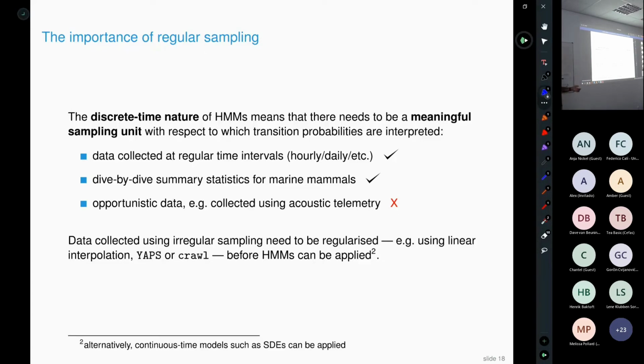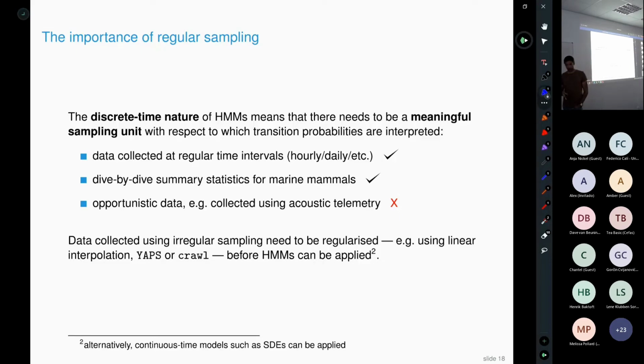You have your acoustic telemetry, the fish swim around, and then we have an observation after 3 minutes, and then maybe after 7 minutes, then after 20 seconds. That's not a regular sampling protocol. You get observations whenever you have a signal, basically. That's opportunistic data. You get them whenever they come close to the antenna, right? So that's not a regular sampling protocol, and we have problems with that.